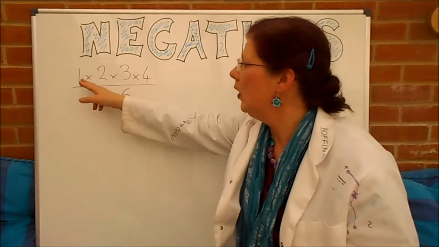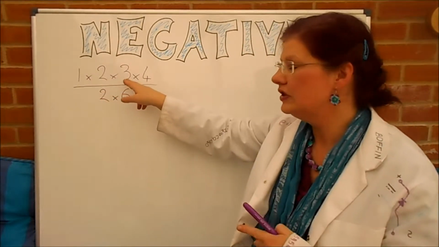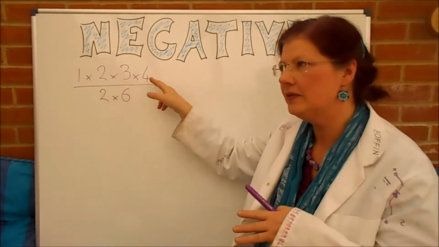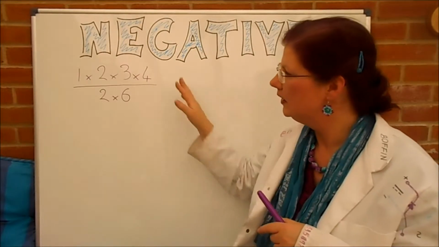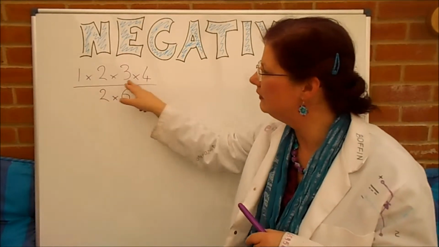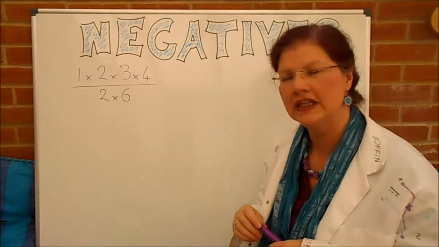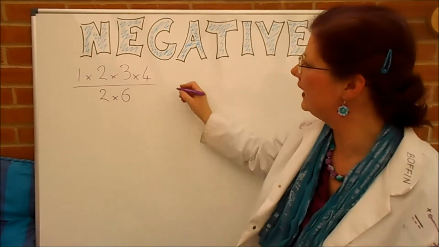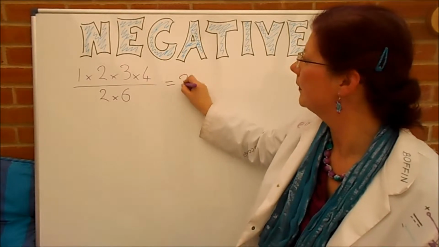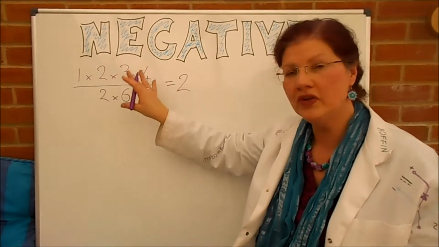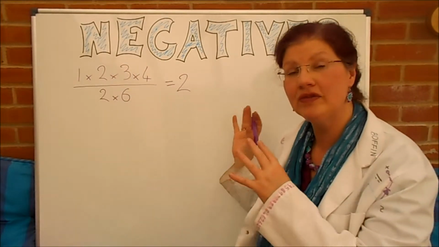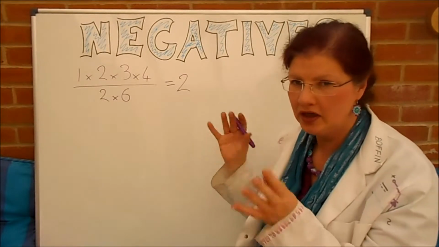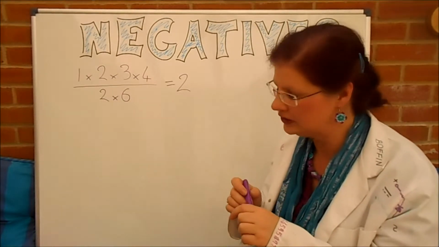So, 1 times 2, that's 2, times 3, that's 6, times 4, that's 24. So the top comes to 24, divided by 2 times 6, that's 12. 24 divided by 12, 2. The answer to that is 2. So no matter what positives and negatives there are on there, the answer is always going to be a 2. It could be plus or it could be minus, but it's definitely going to be a 2.